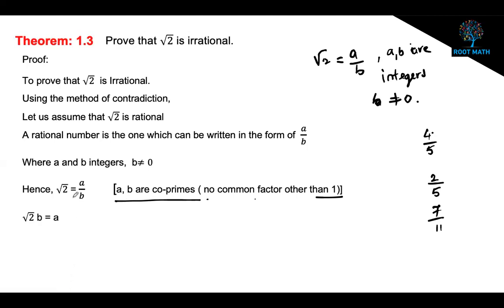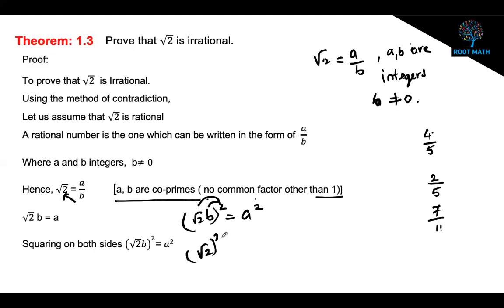Then multiply this root 2 with B. It is root 2 B equal to A. Squaring on both sides, root 2 B the whole squared equals A squared. This power 2 distributes to the two items inside the bracket. When you square root 2, the power 2 and the square root symbol get cancelled. It becomes 2. So 2 B squared is equal to A squared.